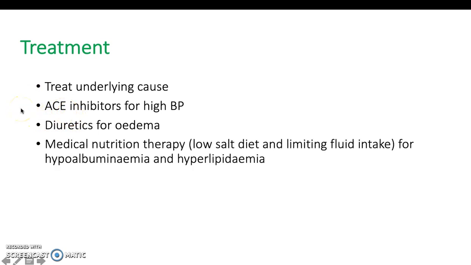So treatment, you want to treat the underlying cause. So for example, if the patient has diabetic nephropathy, then you want to get on top of that and the blood glucose level to try and reduce the kidney injury. And then it's basically symptomatic treatment.